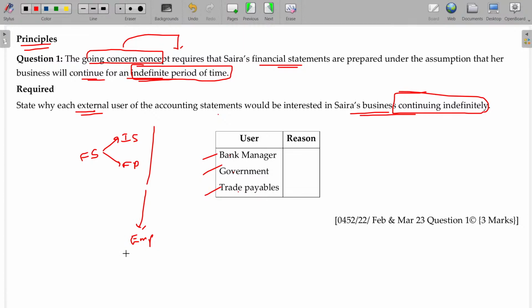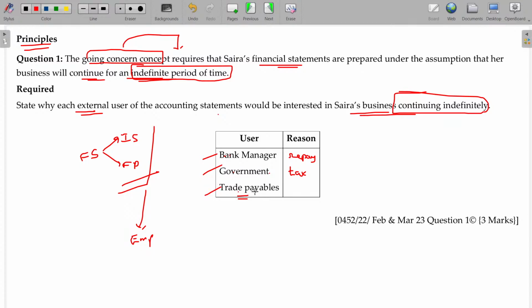Employees will demand a salary hike or bonus based on the better performance of the company. Similarly, the bank manager will check whether the capability to repay the loan is proper or not. So he will just check whether repayability is possible or not. For the government, government wants to know what is the tax amount recoverable and whether Saira can pay the tax or not, which is also verified.